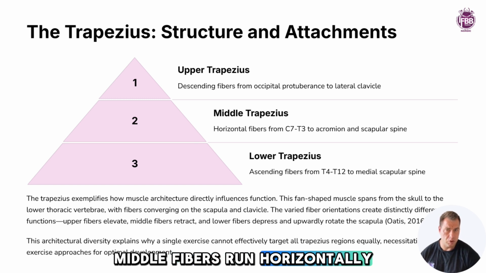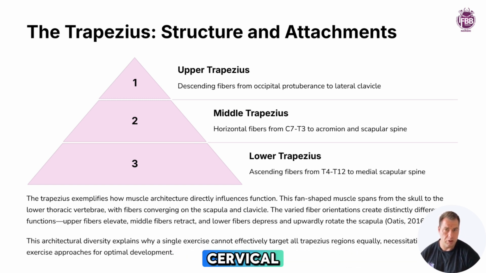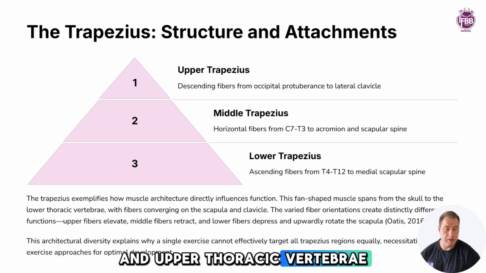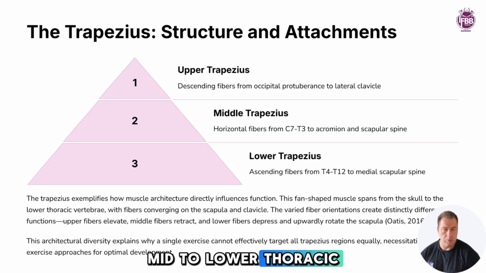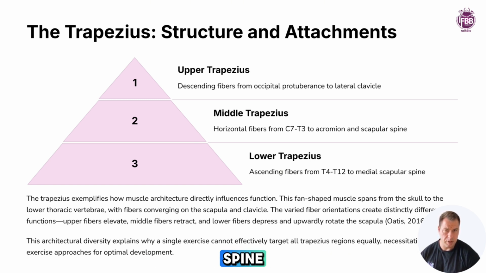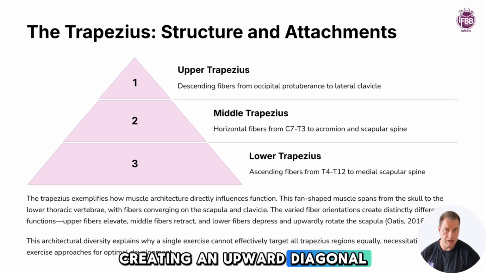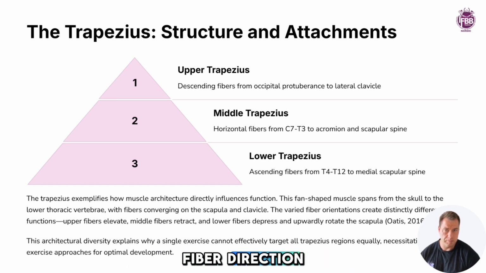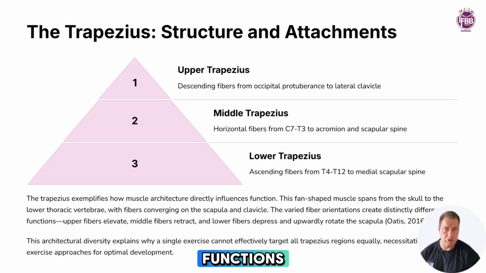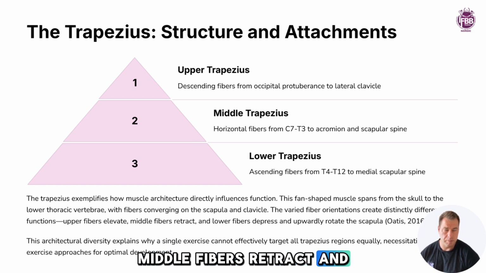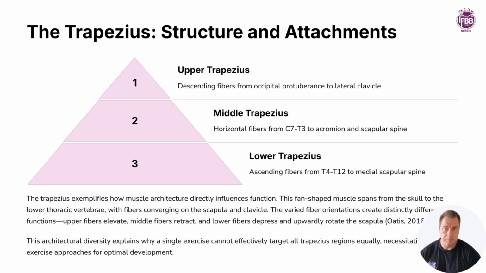Middle fibers run horizontally from mid-cervical and upper thoracic vertebrae to the acromion and scapular spine. Lower fibers attach from mid to lower thoracic vertebrae to the medial scapular spine, creating an upward diagonal fiber direction. These varied fiber orientations create distinctly different functions. Upper fibers elevate the scapula, middle fibers retract, and lower fibers depress and upwardly rotate.